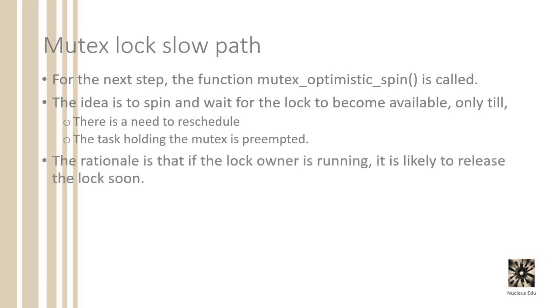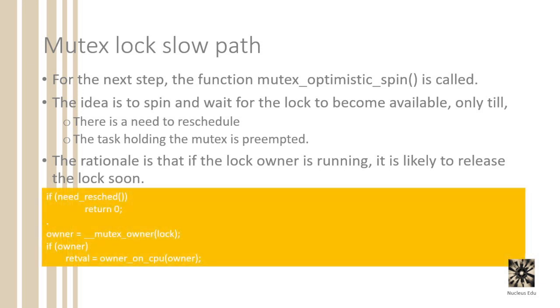Right, now what is the rationale behind this? The rationale is that if the lock owner is running, then it is likely to release the lock soon. Think about it yourself. If the task is running with a mutex held, the probability is that as it executes lines of code, it's going to come out of its critical section and release the mutex, and then you would be able to acquire it. Hence you would wait till that point.